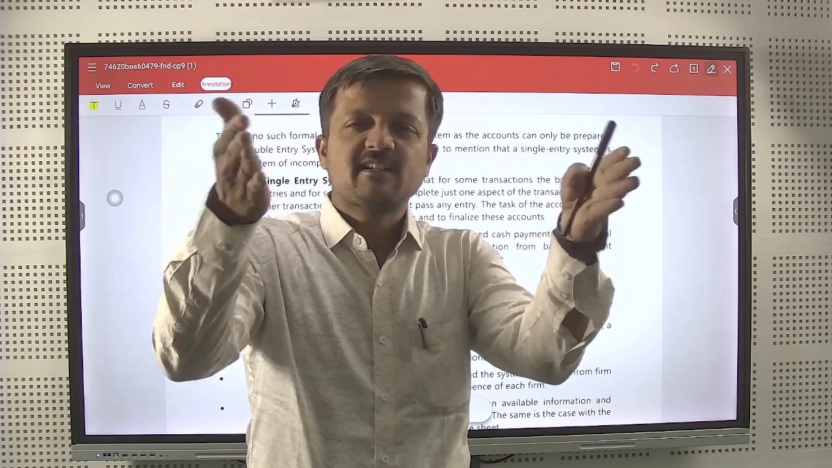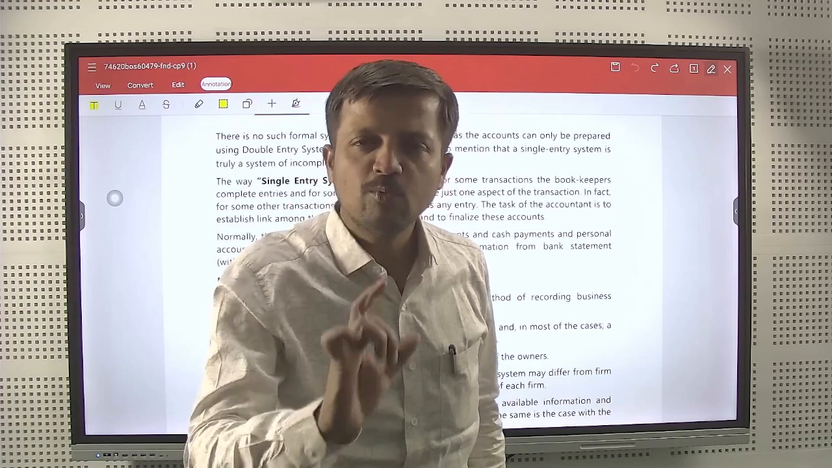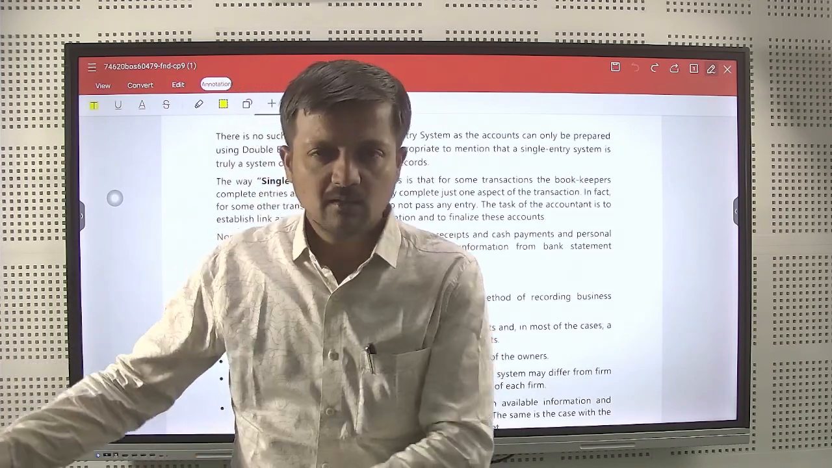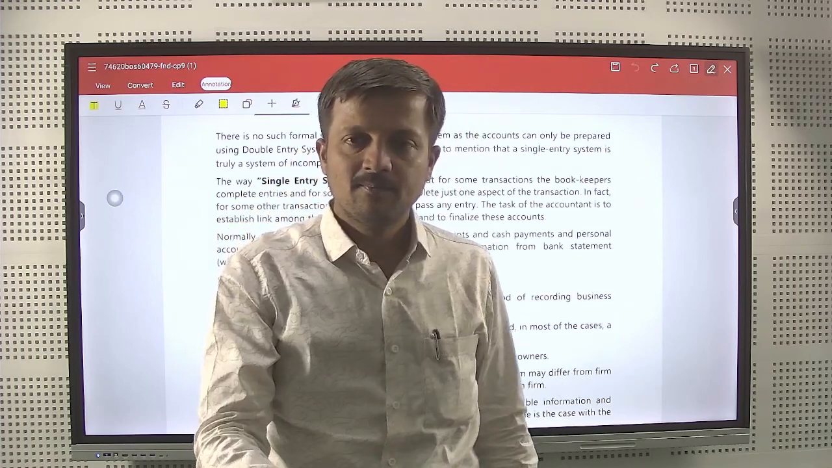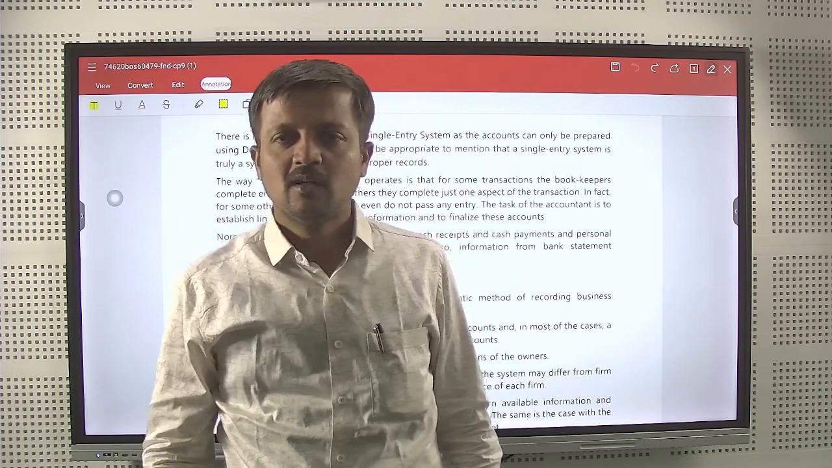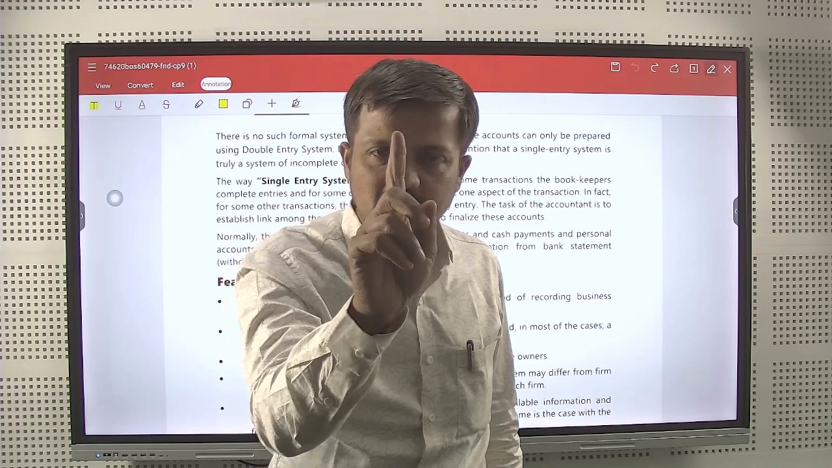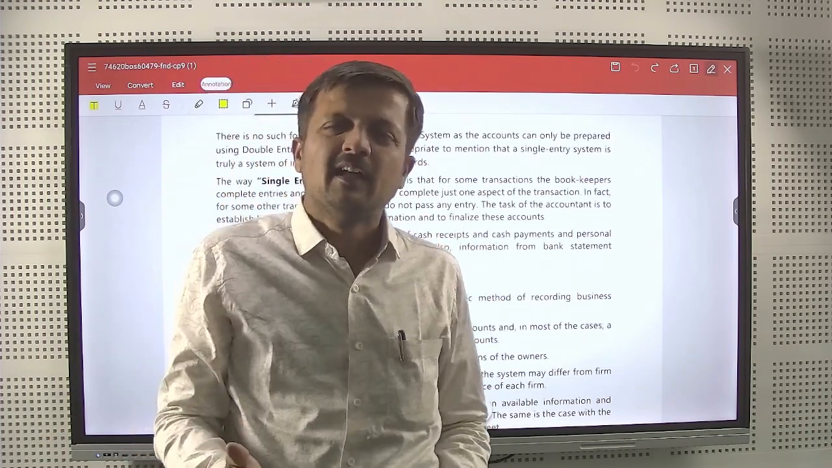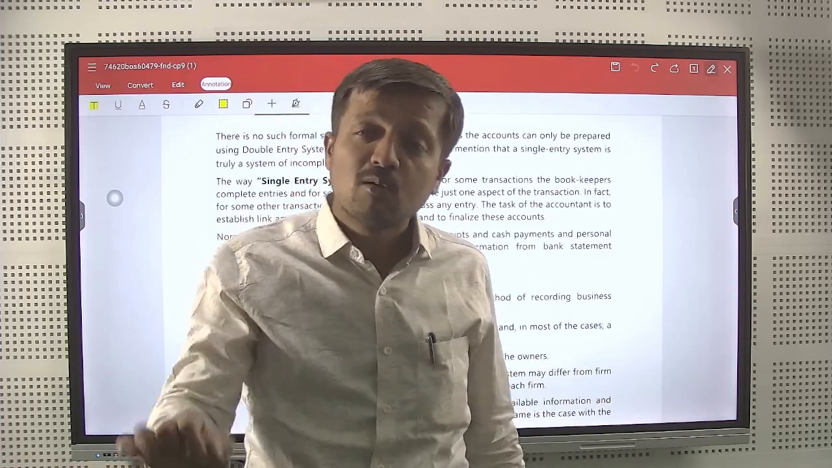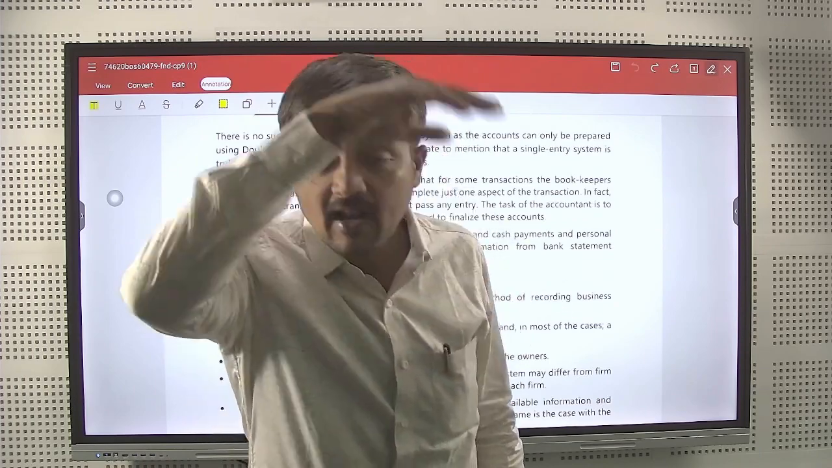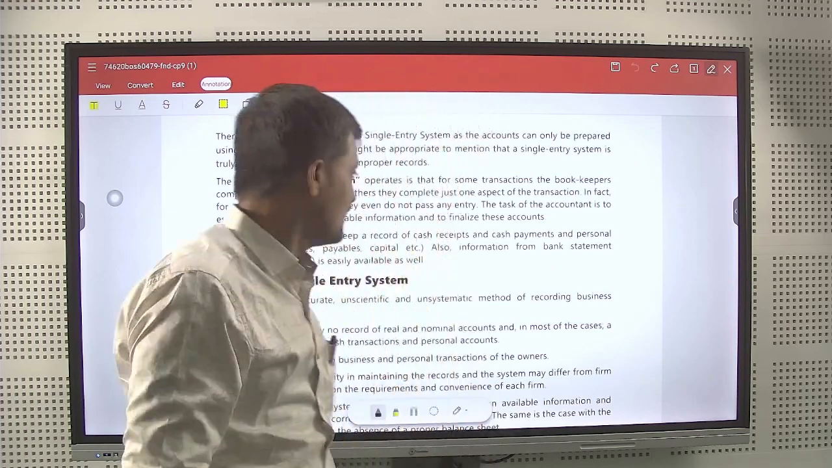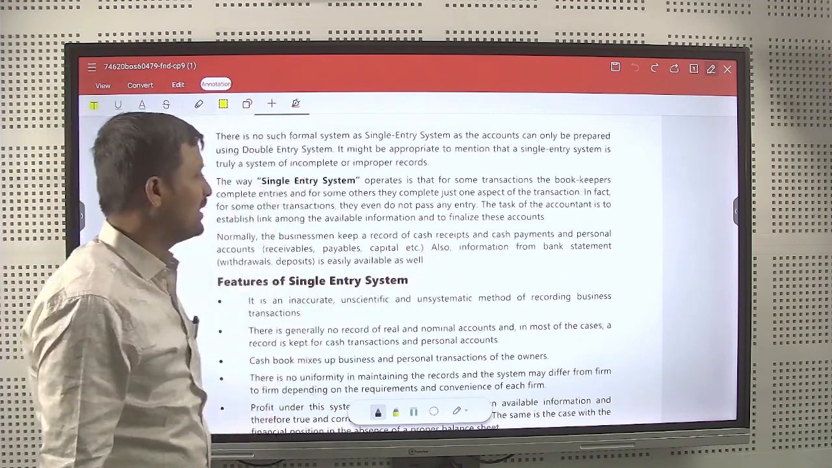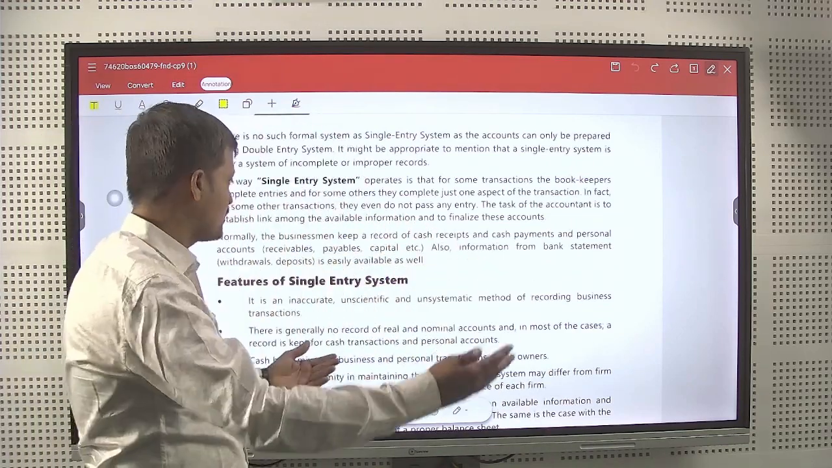They are dividing transactions into three categories. For a few, they are doing double entry. For a few, they are not passing any entry at all. And for most of the transactions, they make an entry for one aspect, and they don't make any entry for the other aspect. That's why it was popularly known as the single entry system, because for most of the transactions only one aspect was recorded and not the other one. Okay, then the task of the accountant is to establish a link among the available information and finalize the accounts. This is what we need to do.